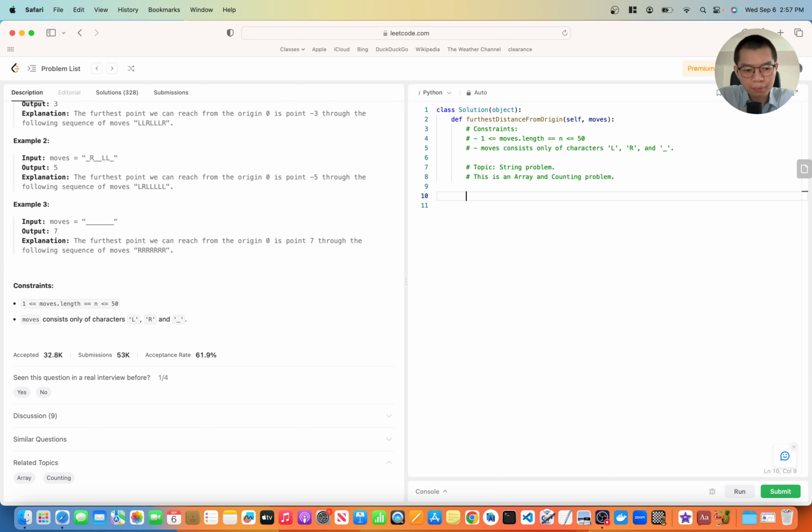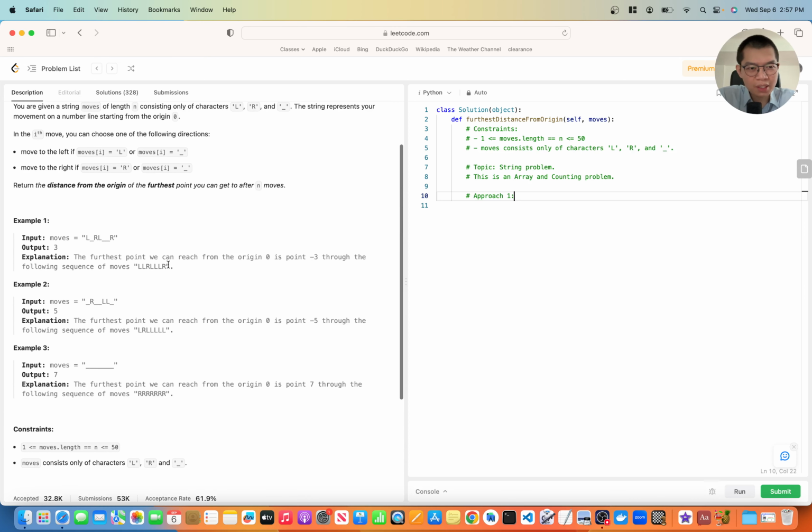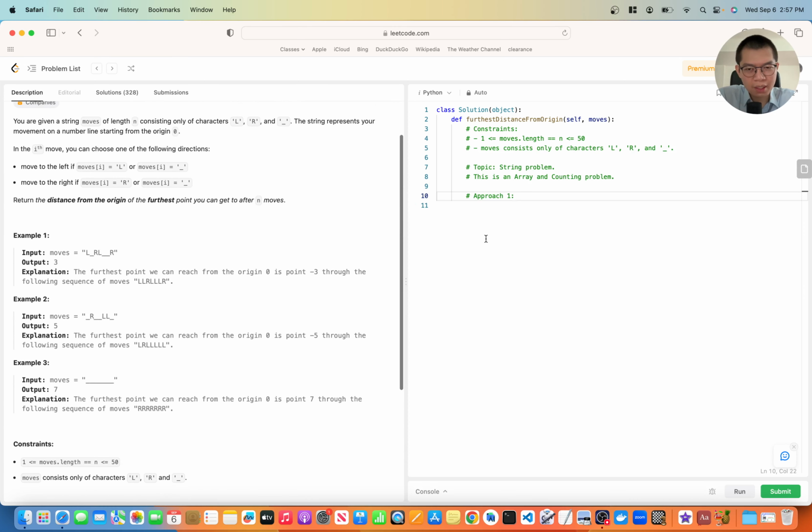Okay, so let's take a look at the algorithm design. What's going on here, right? So one thing that you notice, take a look at the first example, right? Let's say we made a frequency count of all of our moves. So we know that L, we have 2 of those. R, how many of those do we have?